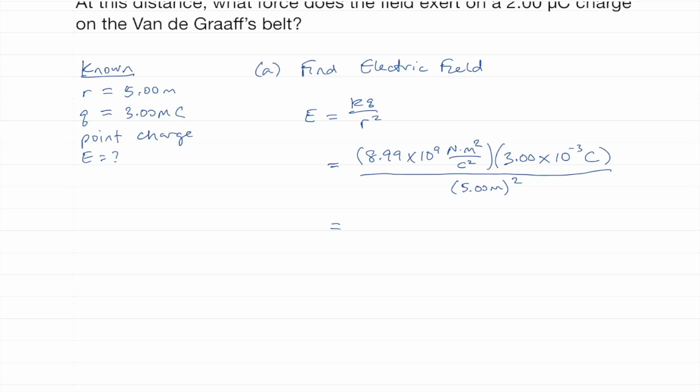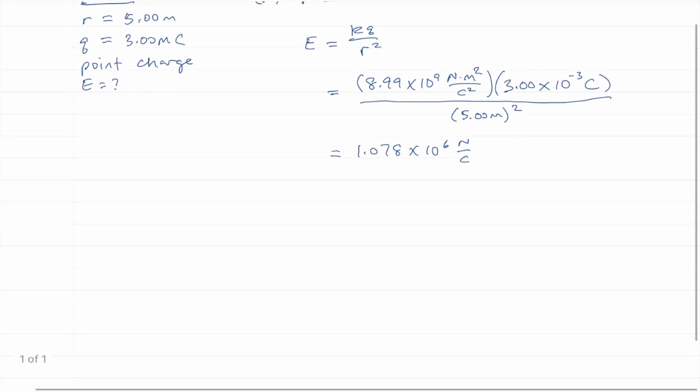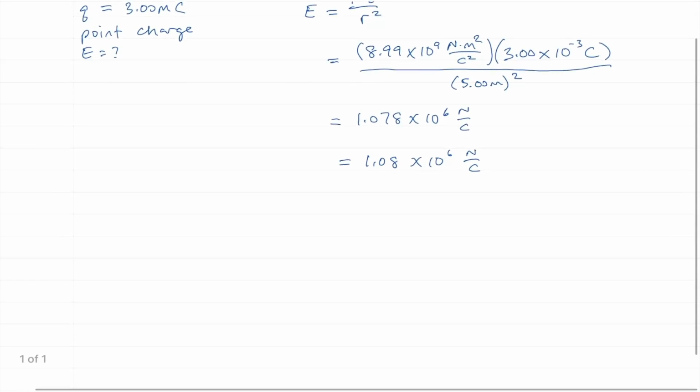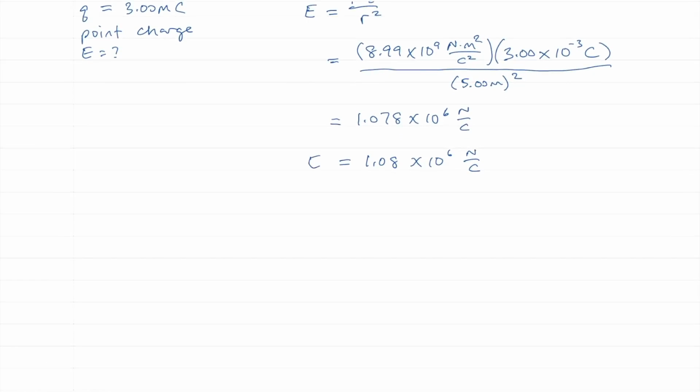Okay, I did that computation. I got 1.078 times 10 to the 6 newtons per coulomb. And I looked at the significant figures. Both of our values have 3, so let's make this 3 sig figs: 1.08 times 10 to the 6 newtons per coulomb. Okay, so that is our answer. And we can put a little box around it.